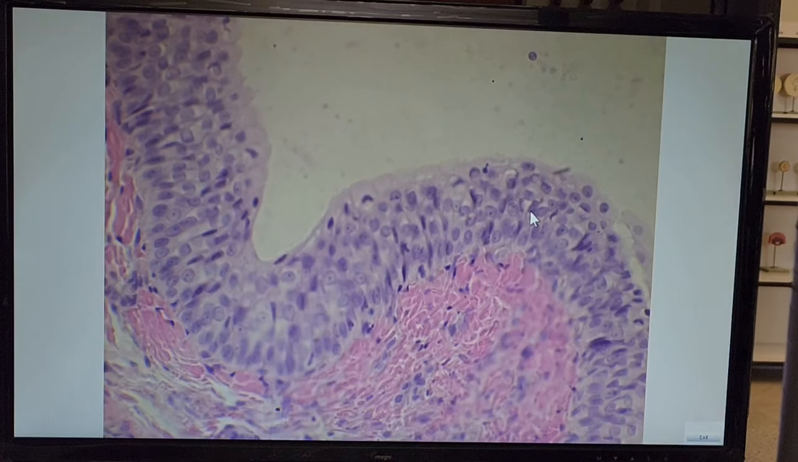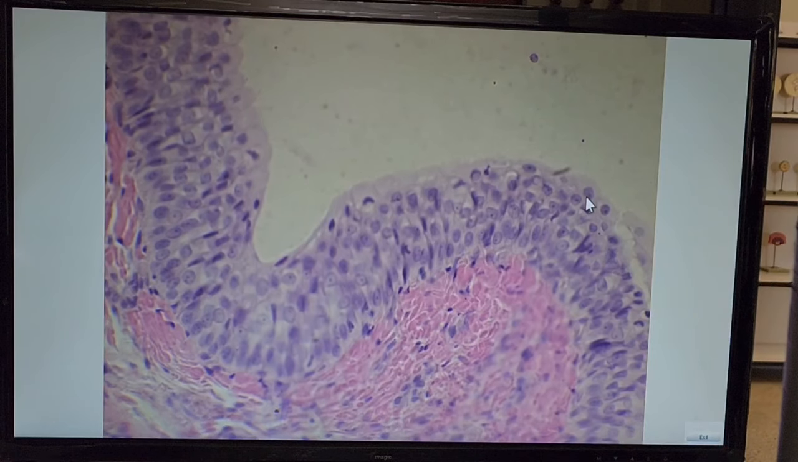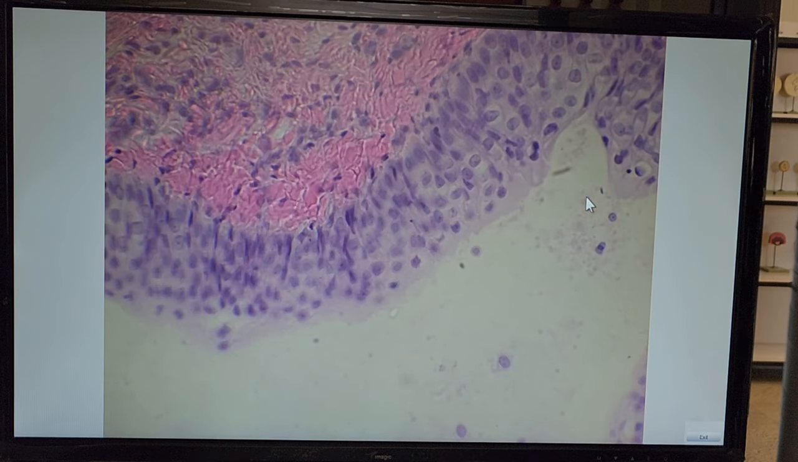Transitional epithelium consists of three types of layers: the basal layer, a single layer of basal cells resting on the basal lamina; the intermediate region, from two or more layers of cells, cuboidal to columnar; and the superficial layer of bulbous umbrella cells, also called dome cells, sometimes binucleated.